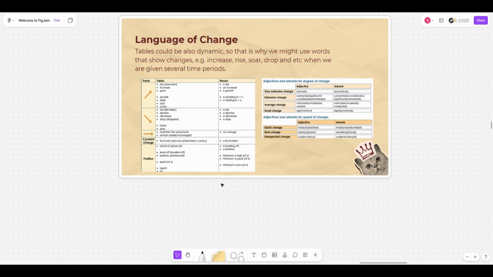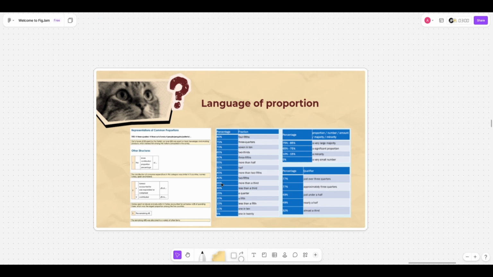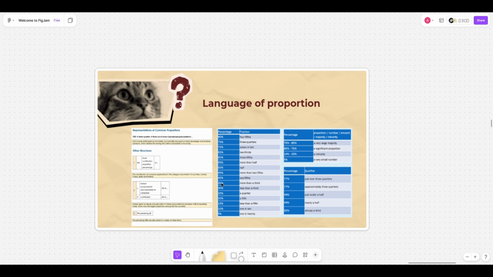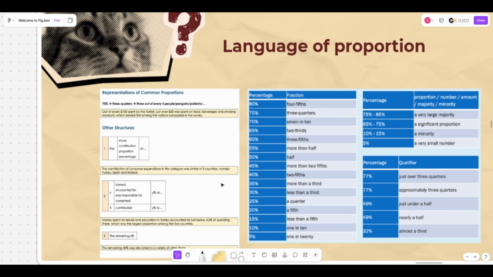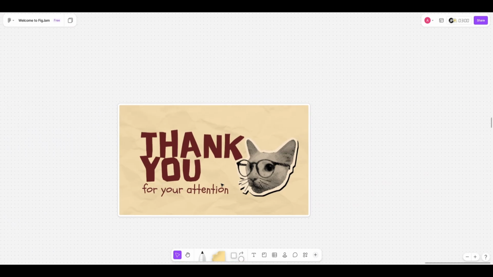And next, because our table deals with percentages and population shares, you also need the language of proportion to express numbers in varied and accurate ways. And that's actually it.